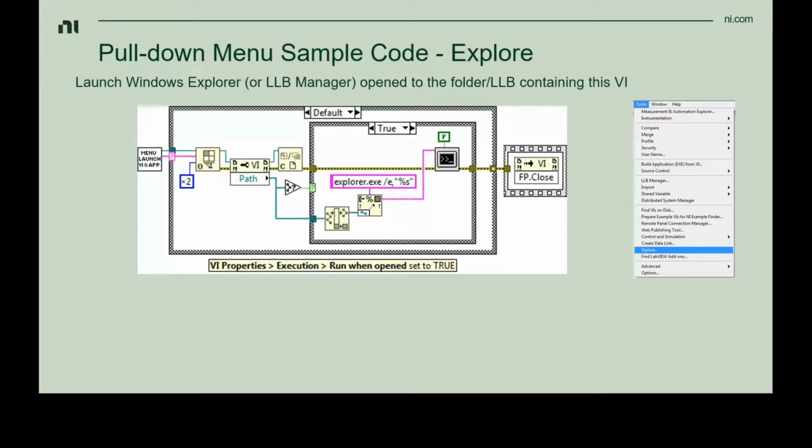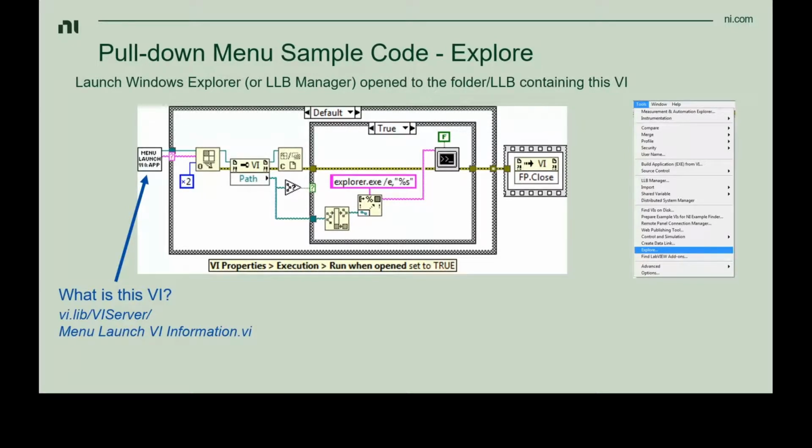And this is the scripting code for that. Now, what is that VI at the very beginning of that block diagram? It's called Menu Launch VI Information. You pretty much want to use this VI anytime you're writing a pull-down menu option that operates on the current VI, because it gives you the application instance of the current VI and the name of the current VI.